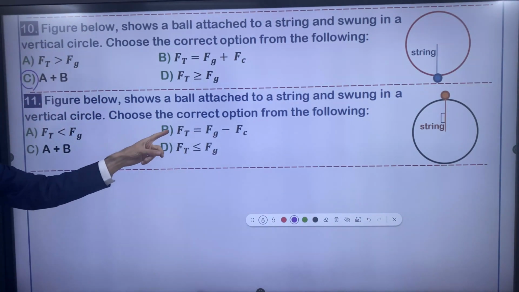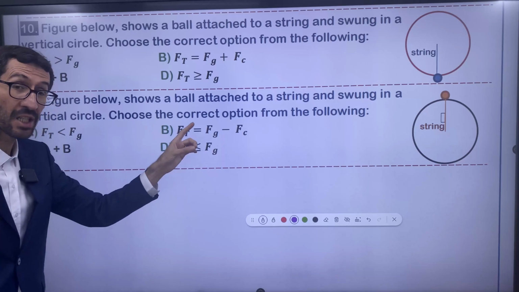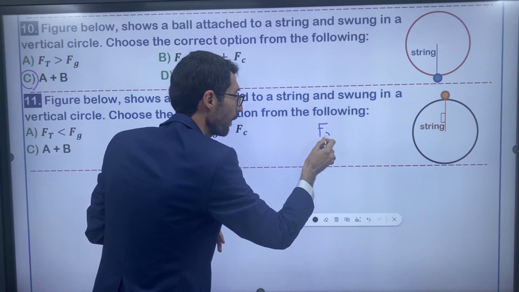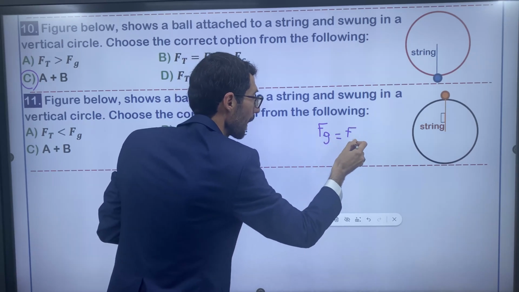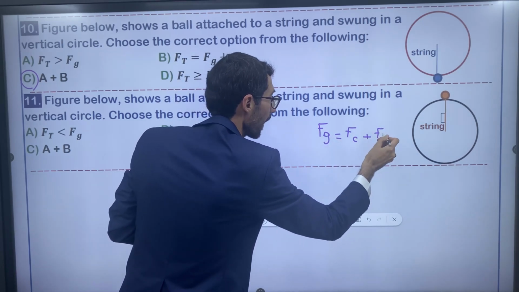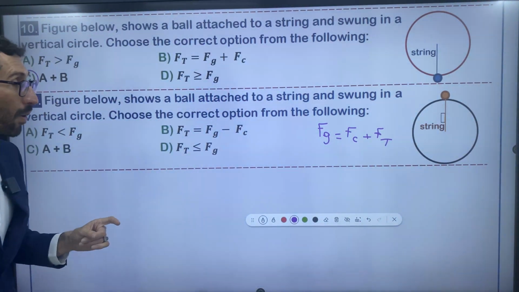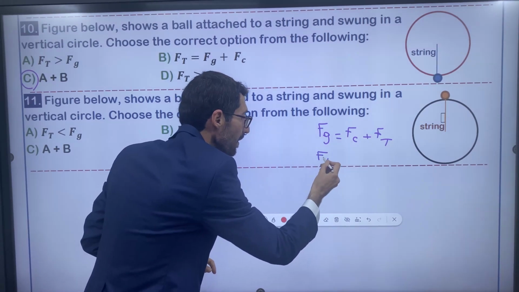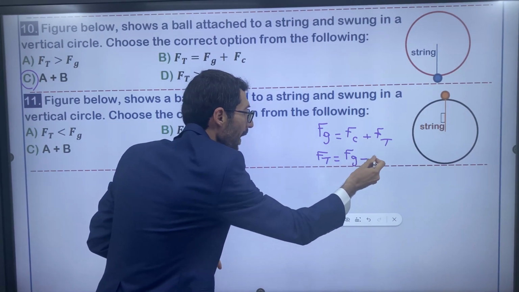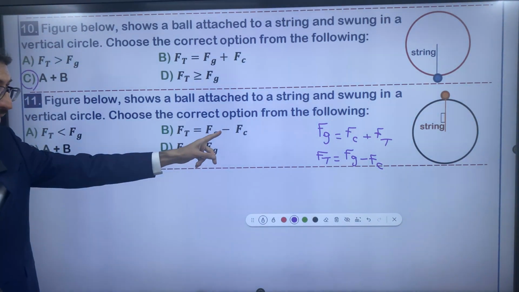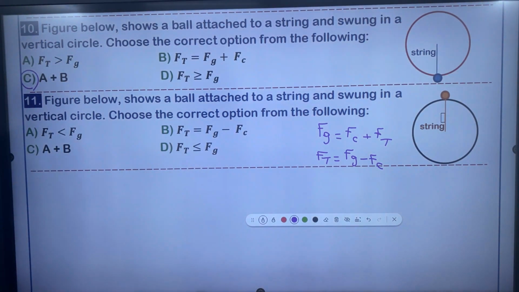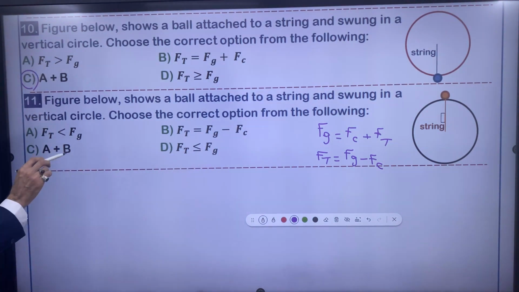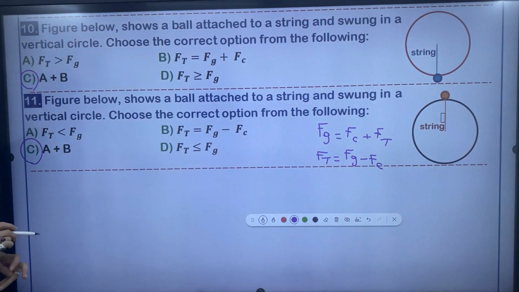You see, it rearranged the equation. I wrote this equation for you. I said Fg is equal to Fc plus Ft, right, at the top. So right now, I want you to rearrange the equation for Ft. Ft becomes what? Ft becomes Fg minus Fc. So it's true, right? C is A plus B, meaning both previous options are true. D, Ft is less than and equal to Fg. No, we don't believe it. So A and B are true.